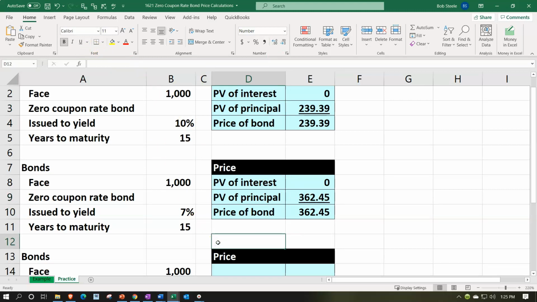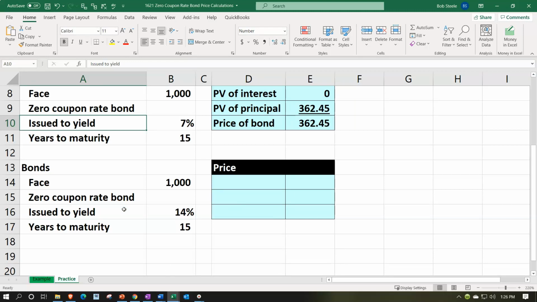So here we have the 362.45. Notice as the market rate goes down here, you see the price going up. So it's inverse to the market rate. Let's do it one more time where the rate is higher than the 10% where we started.